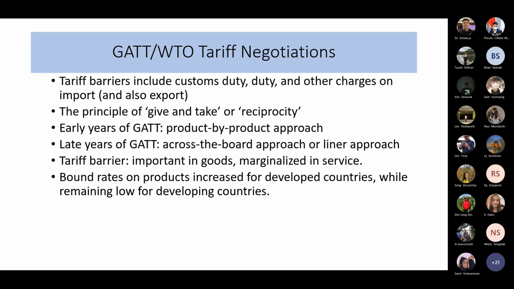Okay, WTO tariff negotiation. Tariff barriers include customs duty and other charges on import and also on export. When we talk about tariff, as I said in the very first session with me, we always refer to the tax on import. But in some cases, tariff can also refer to the tax that we impose on export. Normally, in the present world, we rarely see a tariff on export.